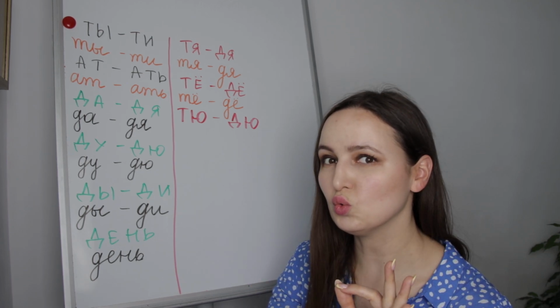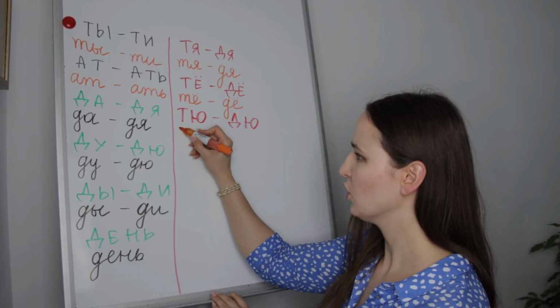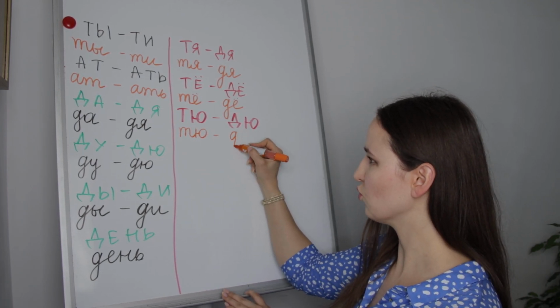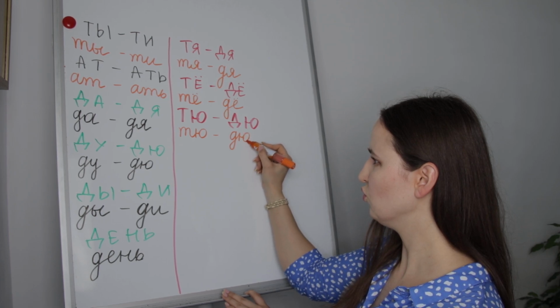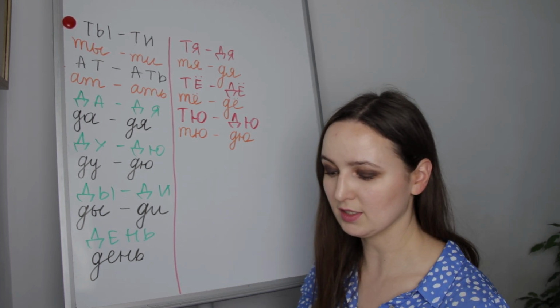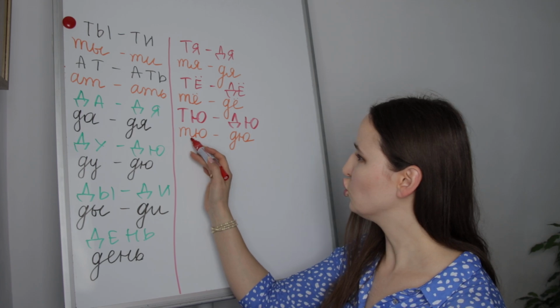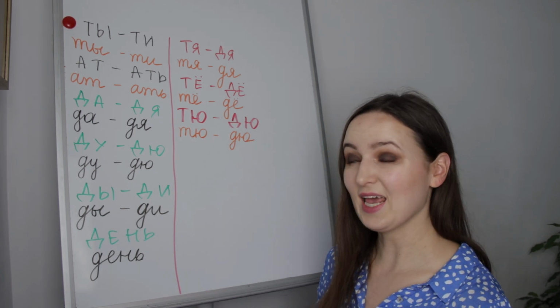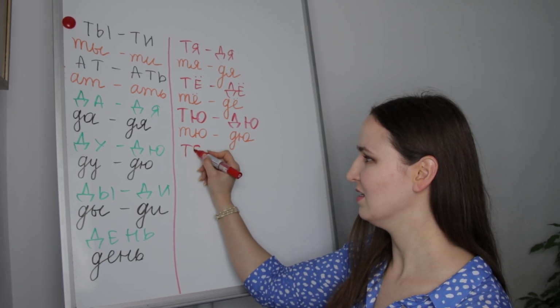Чу, дю. Пишем. Чу, дю. And create a connection. Maybe you will continue writing here. Чу, дю. Те, де.